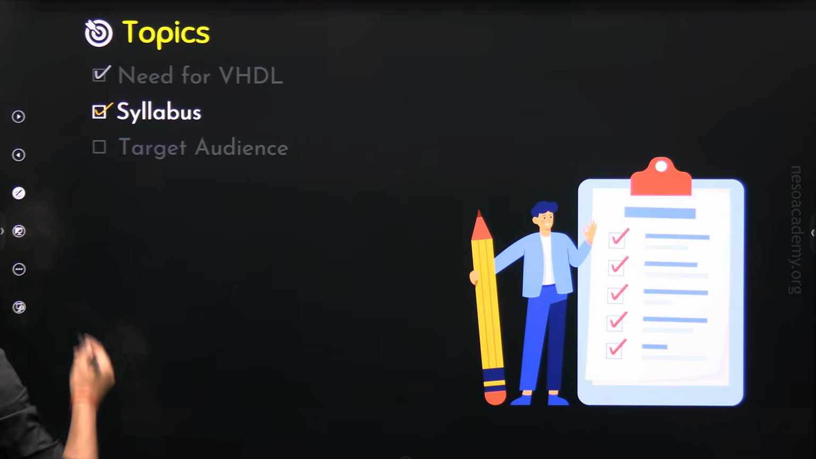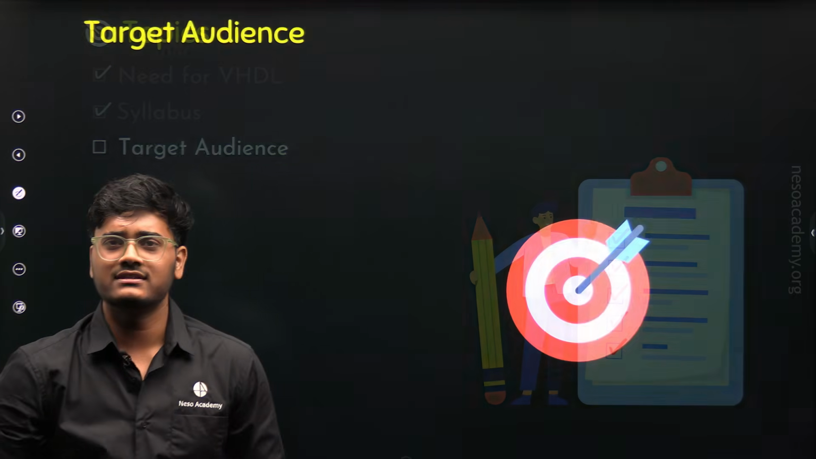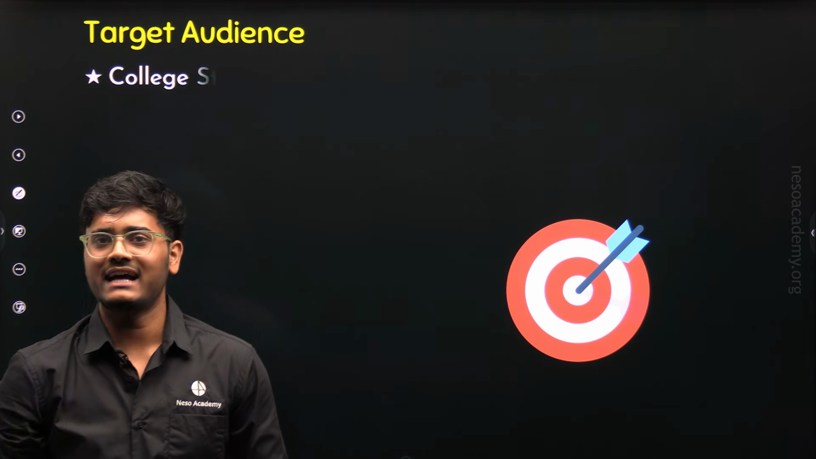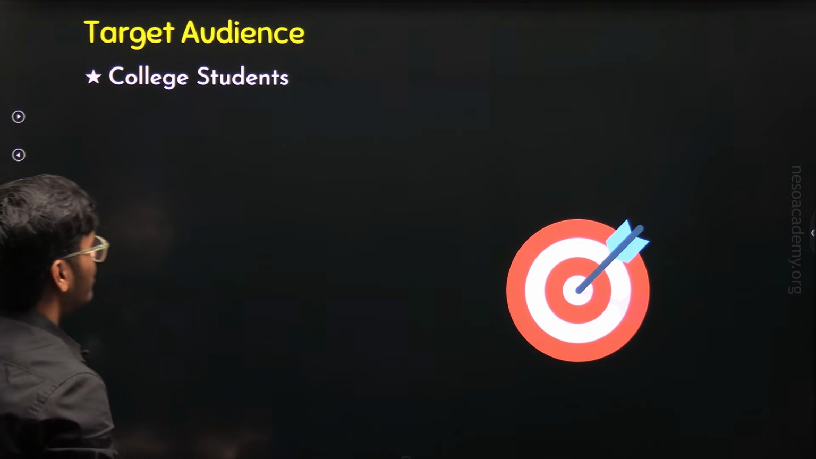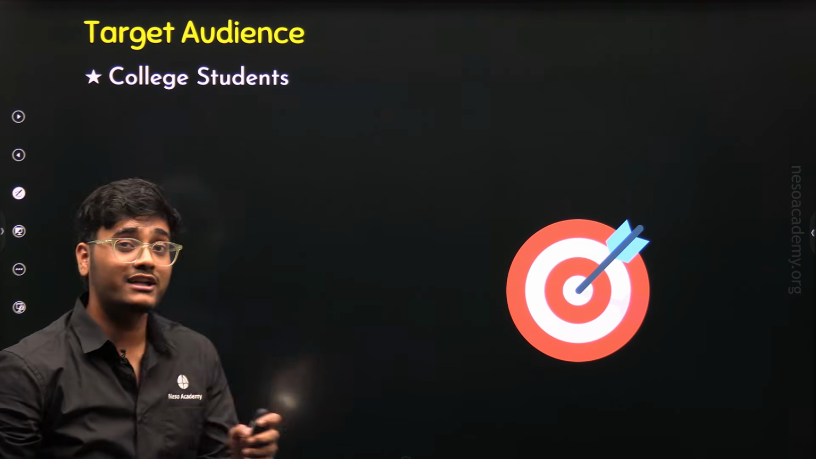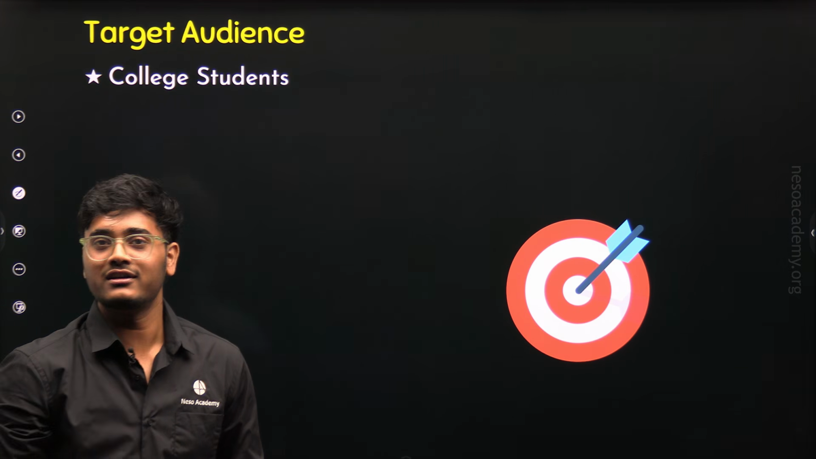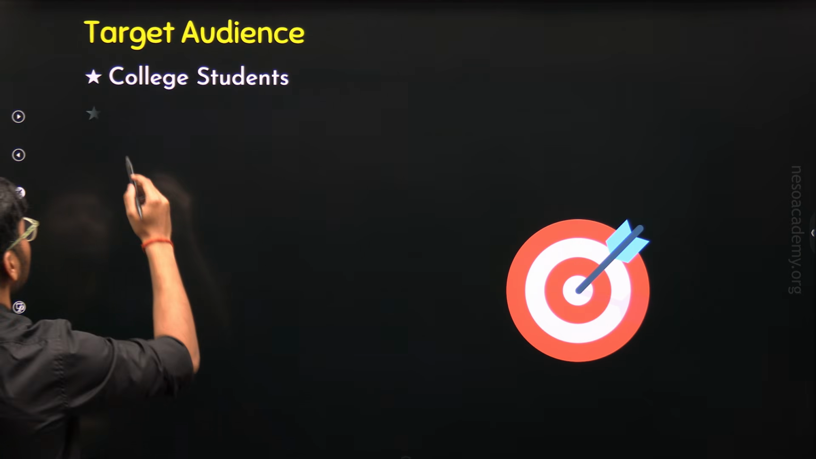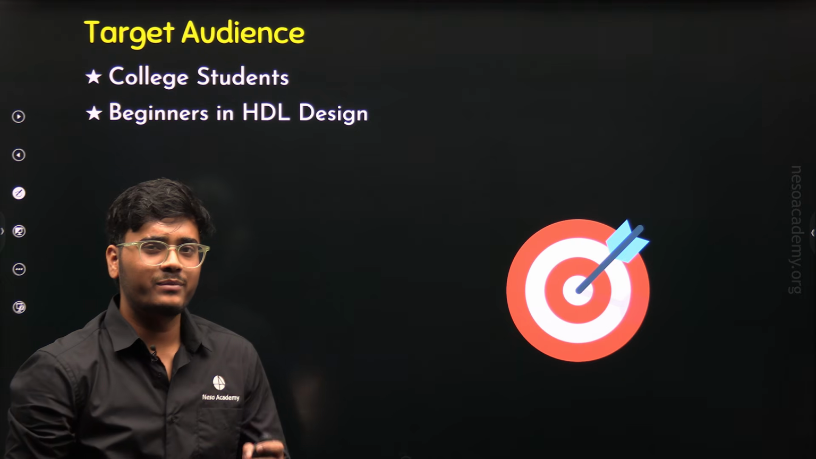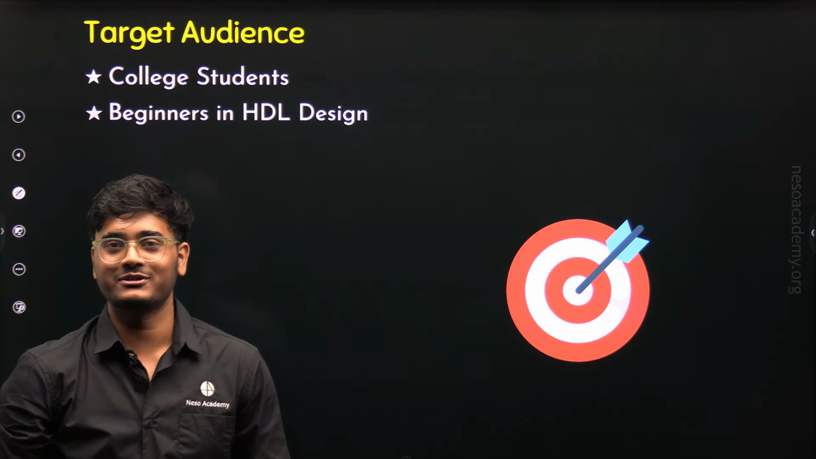Now let's see our final topic, which is target audience. Now the question is, who should learn this course? This course is mainly designed for college or university-going students who are learning VHDL as part of their curriculum. This course is also very suitable for beginners who want to learn HDL design from the start. If you have basic knowledge about digital electronics, you will easily understand this course.